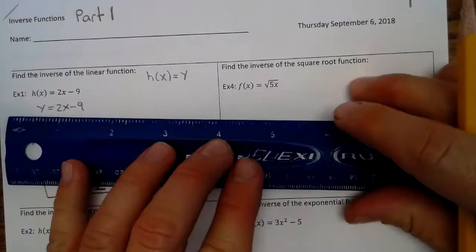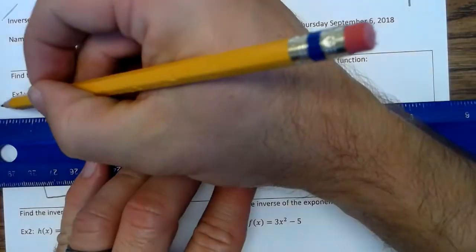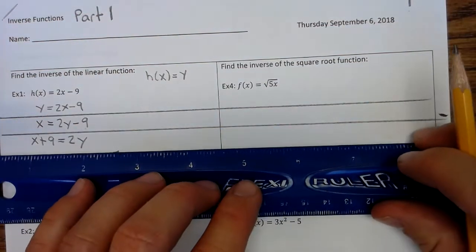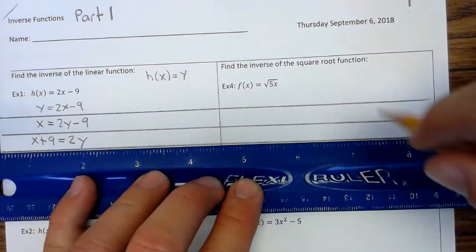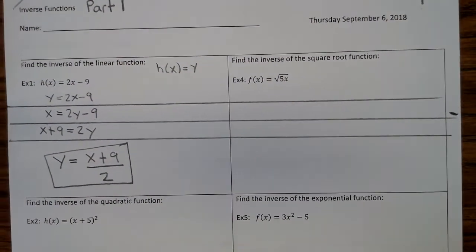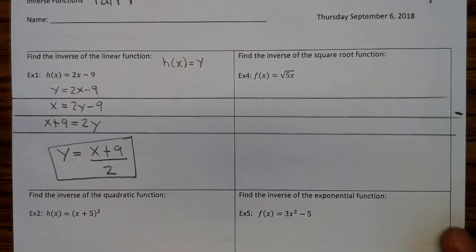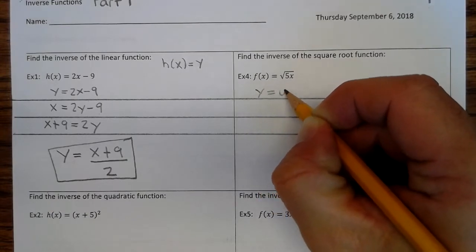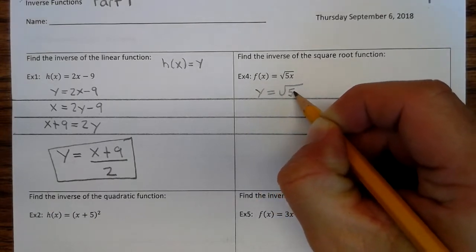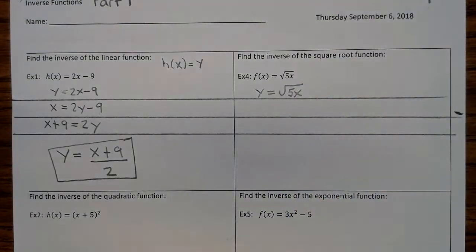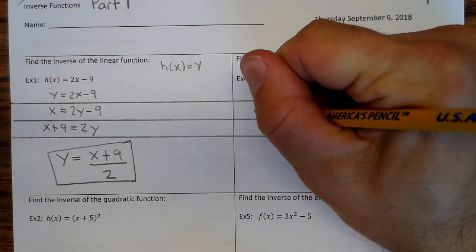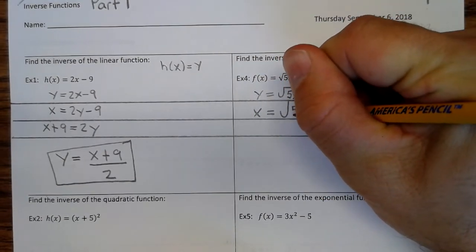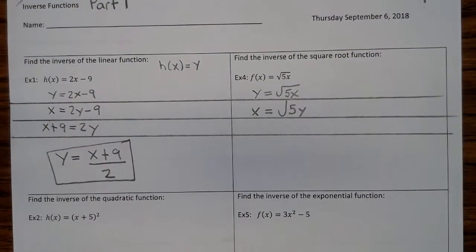Now, I probably should have, and let's go ahead and do that. Let's go ahead and add some lines to keep the work organized. All right. So example 4. So we're going to write f of x as y equals the square root of 5x. Okay. All right, now we're going to switch the x and y. So x equals the square root of 5y. Okay.